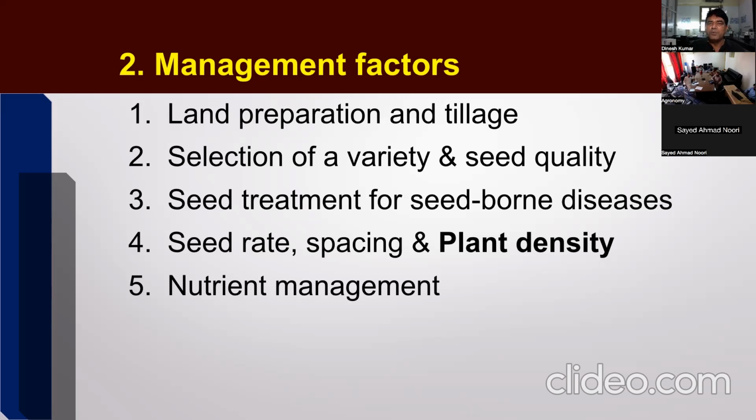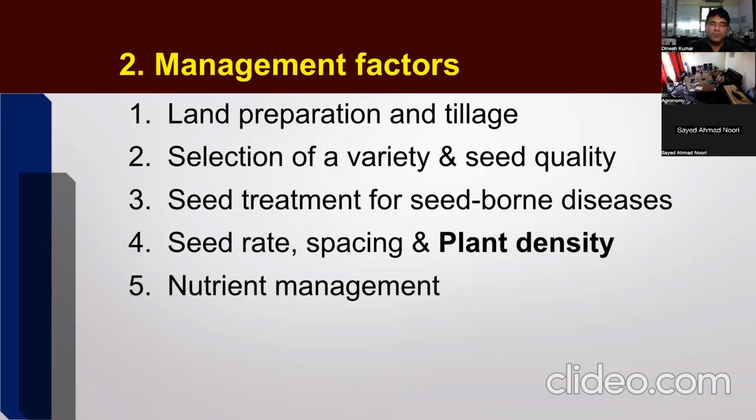If you have selected a good, improved, better variety, it will always have better growth. Similarly, seed quality. If you have bold seed, good quality seed which is free from insect pests and disease, it will give you better germination and better growth of the crop. Similarly, if you do seed treatment, it will reduce the disease incidence, hence the growth will be better.